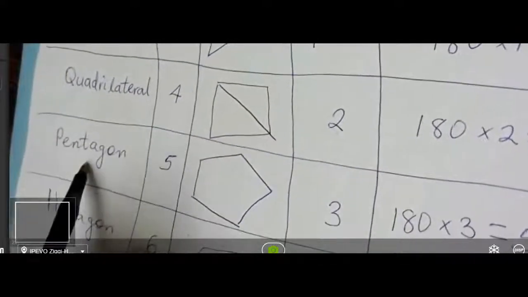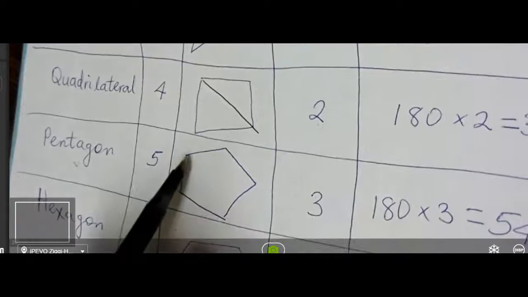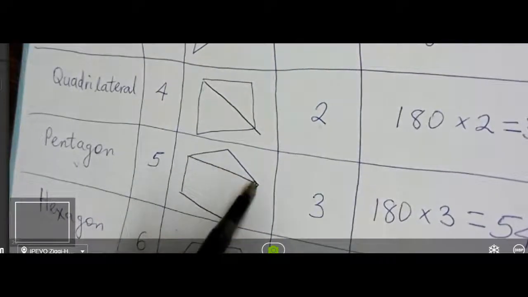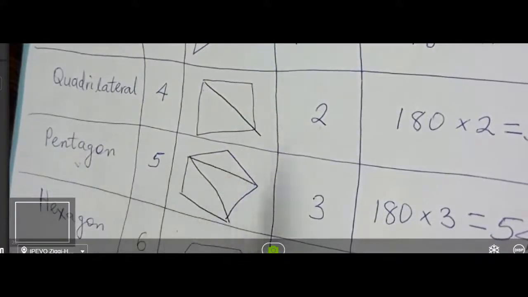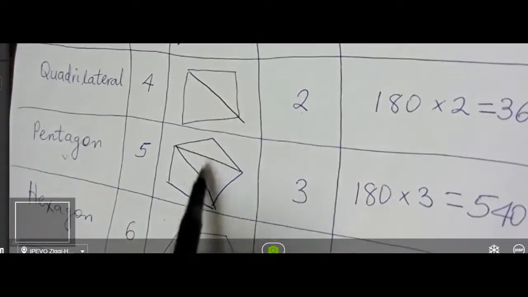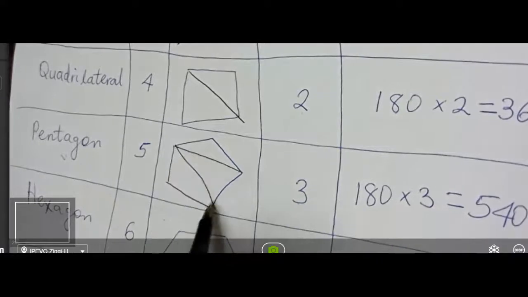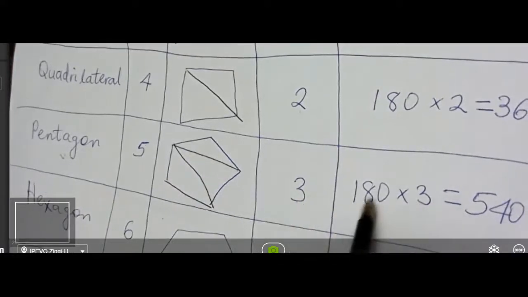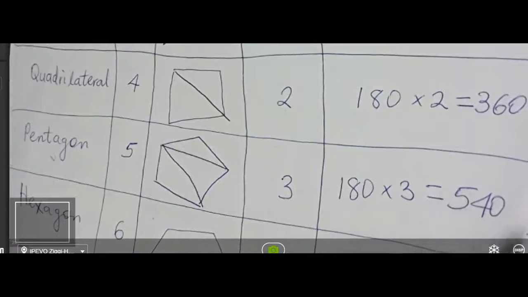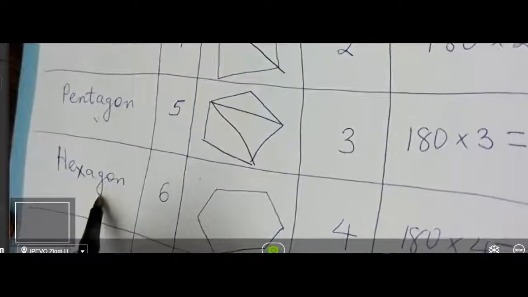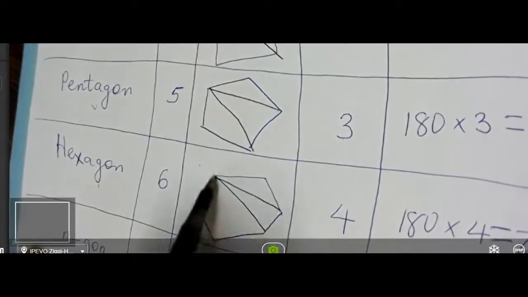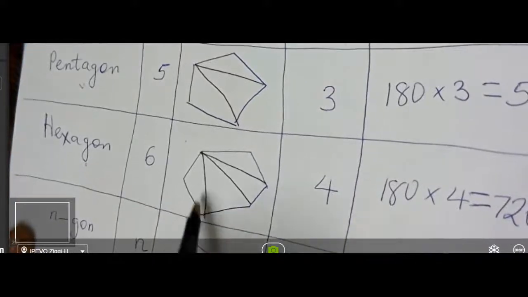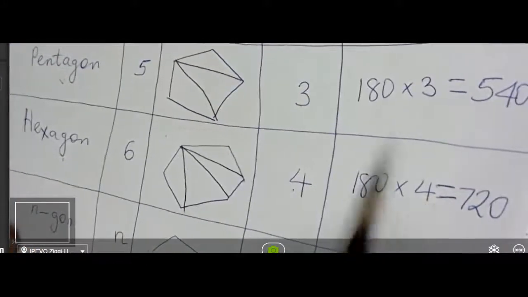Okay, the next, pentagon, 5 sides. Again, we draw a diagonal line. Again, make sure the lines do not intersect. So you draw diagonals without intersecting. We are going to make 3 triangles out of the pentagon. So the sum of angles is 180 times 3, and we get 540. So how about a hexagon? If we draw diagonals, you can see the pattern continue, we're going to get 4 triangles. So we multiply by 4.